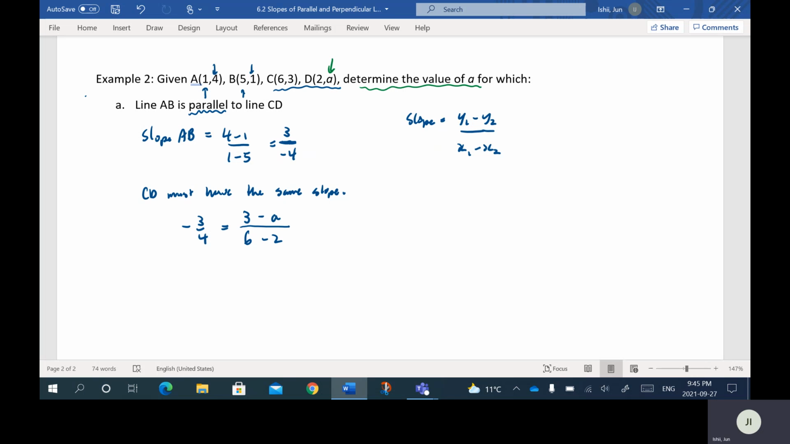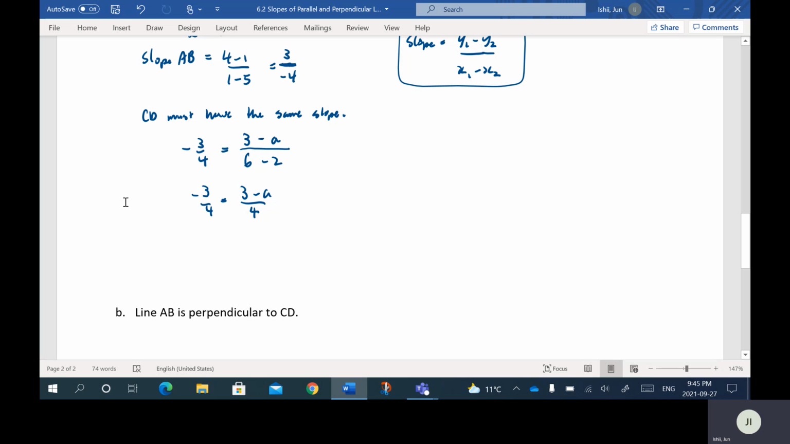So what we've done here is create an equation with one variable that we can solve for, which is A. Again, this is the slope that it has to be because it's going to be equal to the slope of AB, because it's parallel. The right-hand side is using this formula and plugging in these values with the variable. To solve for A, I'm just going to simplify this a little. First step, 6 minus 2, which is 4.